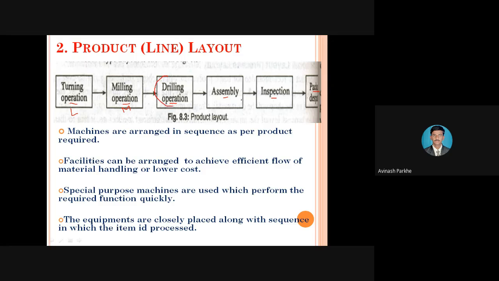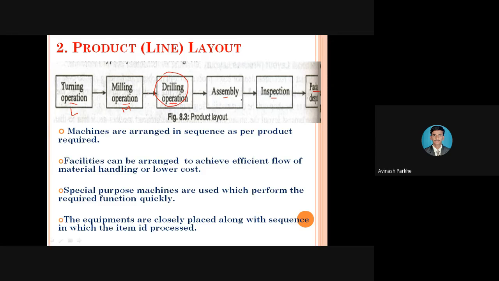But if this drilling machine is under maintenance, or breakage of the drilling machine takes place, after the milling operation, first of all we have to perform the drilling operation. Then we have to go for the assembly. But as the breakdown of the drilling machine has taken place, I am unable to perform the drilling operations. At that time, you have to stop this total production line.